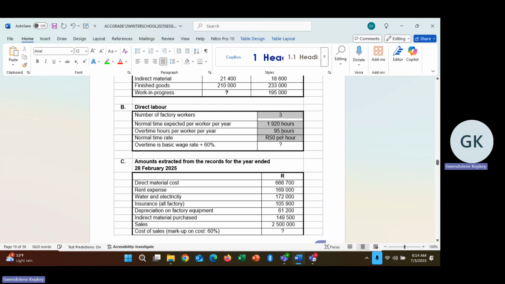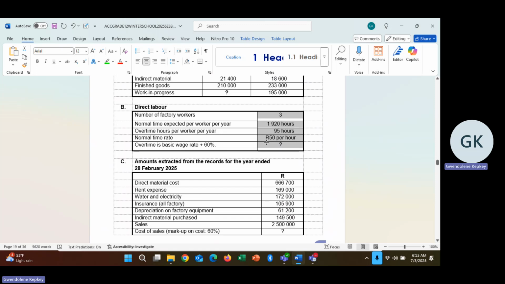They've worked in total 95 overtime hours. The normal rate per hour is 50 Rand. But when it comes to the overtime, they're telling us that 60% is added. So we're going to use all of that information now in our calculation.